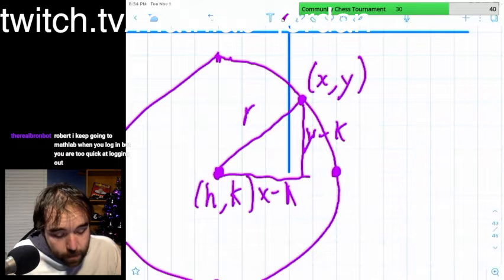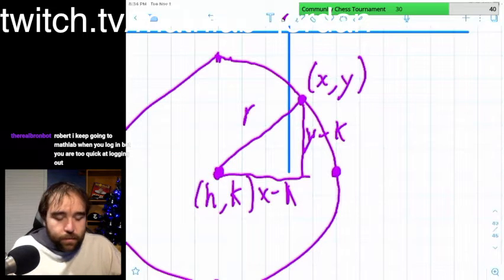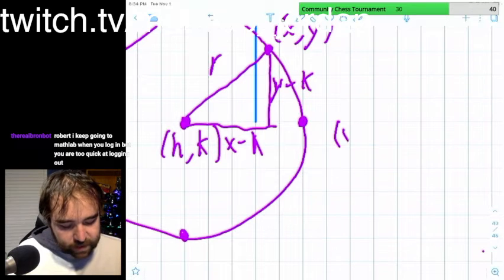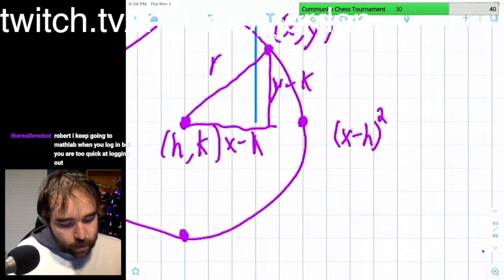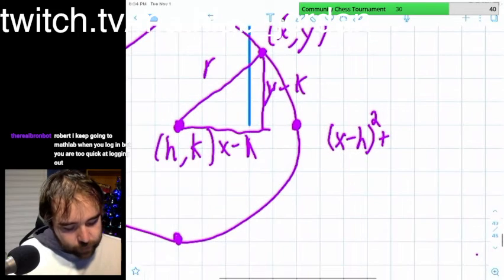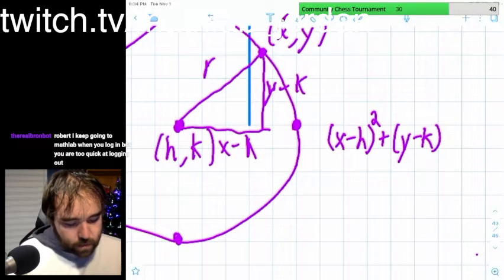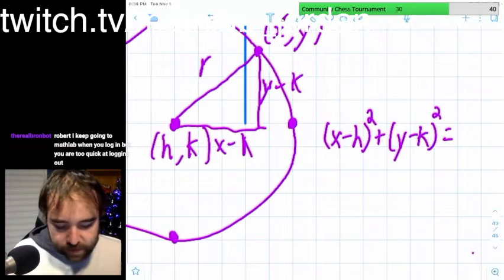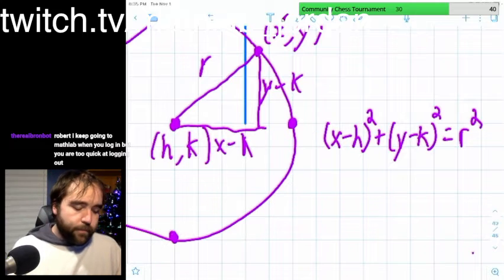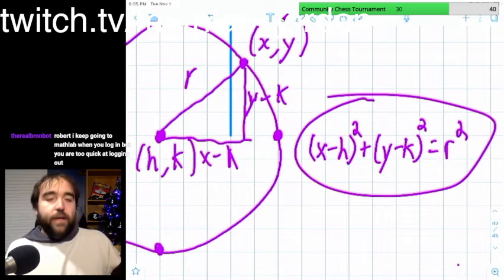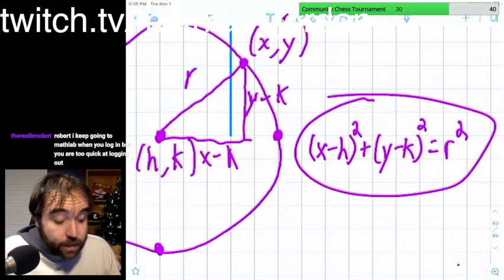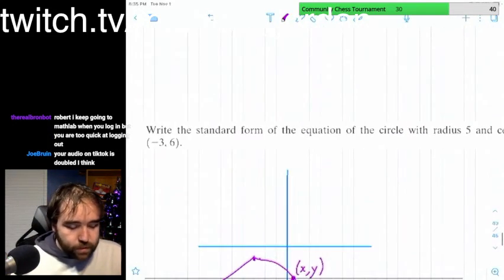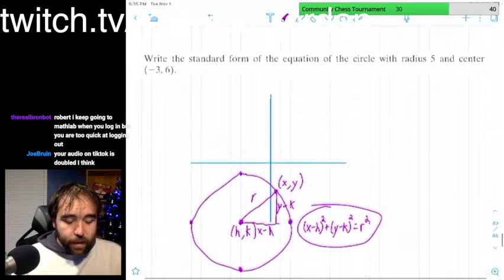And then from there, we can write our Pythagorean theorem. Because what does the Pythagorean theorem tell us? That a squared, which in this case is x minus h, plus b squared, which in this case is y minus k, squared, equals c squared. In this case, the c is the radius, so equals r squared. And that right there is your general form of the circle that you need to know. You need to know that equation so that now when we actually have this problem and we just want to do this problem, we've just got to plug in all of our numbers.